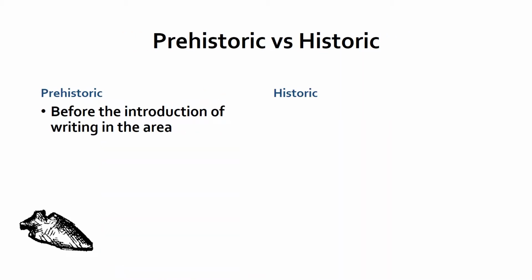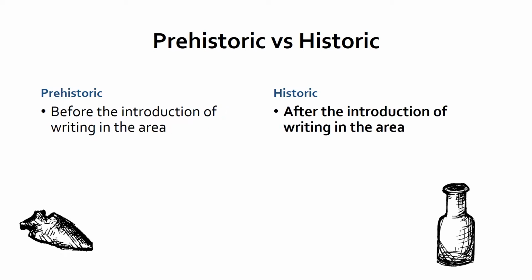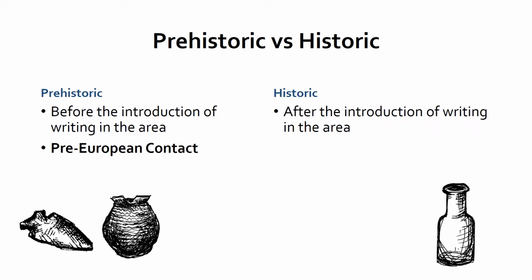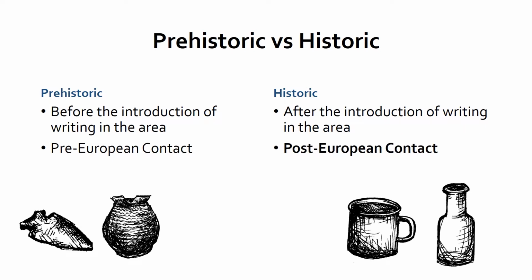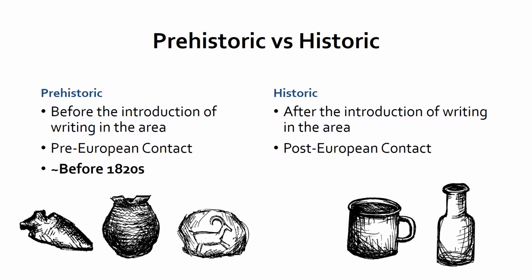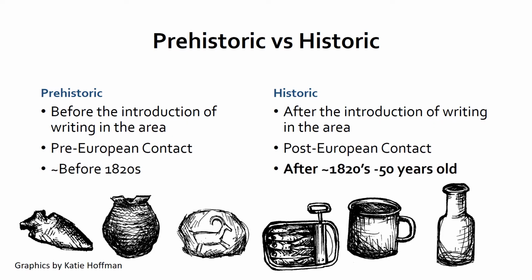There is another distinction between cultural items and sites. We often refer to them as prehistoric versus historic. Prehistoric is before the introduction of writing in the area, and historic is after. Prehistoric is pre-European contact, historic is post, and prehistoric in Nevada is roughly before the 1820s, and historic is anything between about the 1820s and 50 years ago.